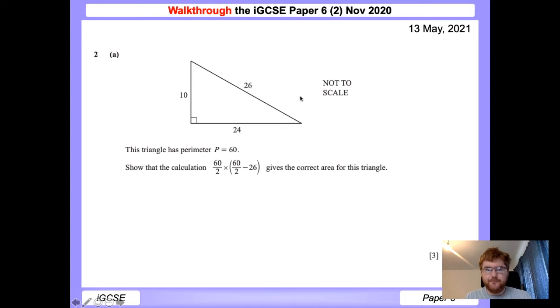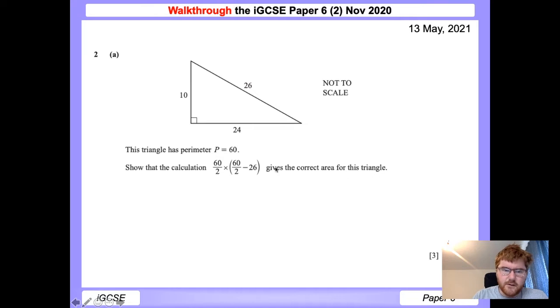Okay, question 2. So they tell you the perimeter is P equals 60. Now, I'm not trying to trick you. It definitely does have 60. 26 plus 24 plus 10 is equal to 60, so everything is good. And show that the calculation 60 over 2, which is kind of bizarre, times 60 over 2 minus 26 gives the correct area for this triangle.